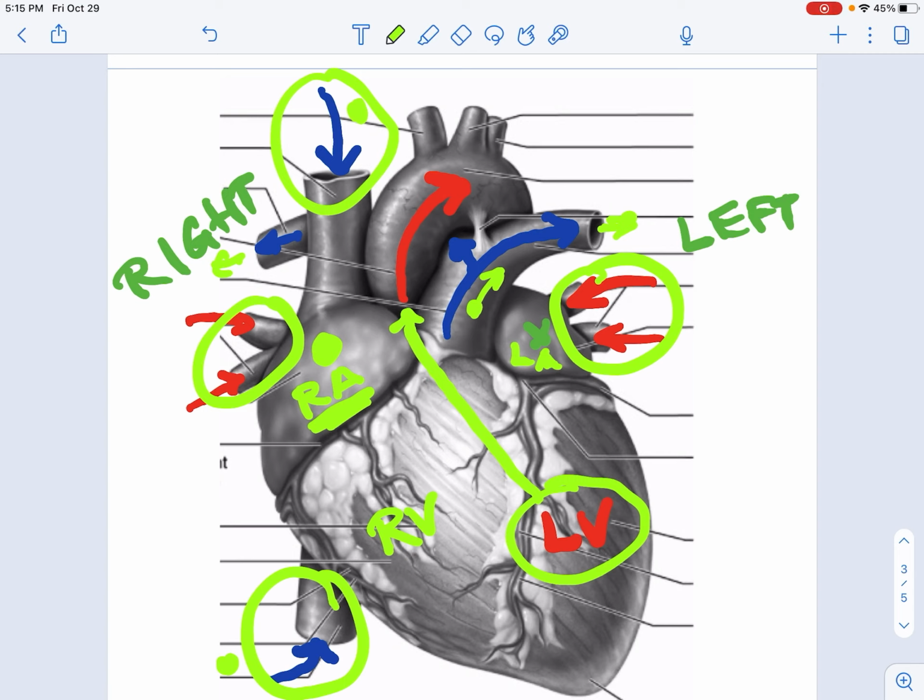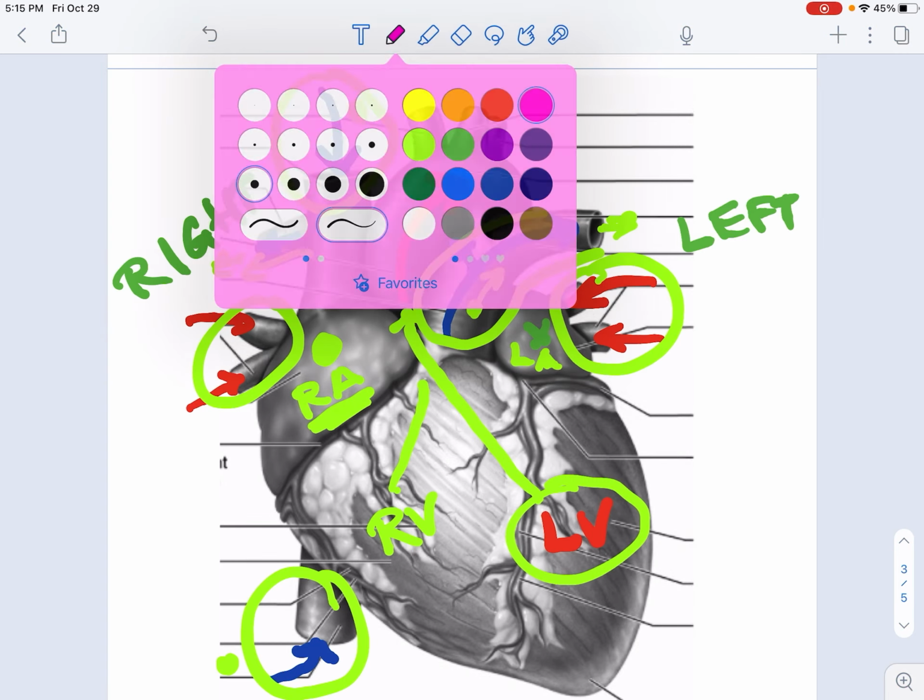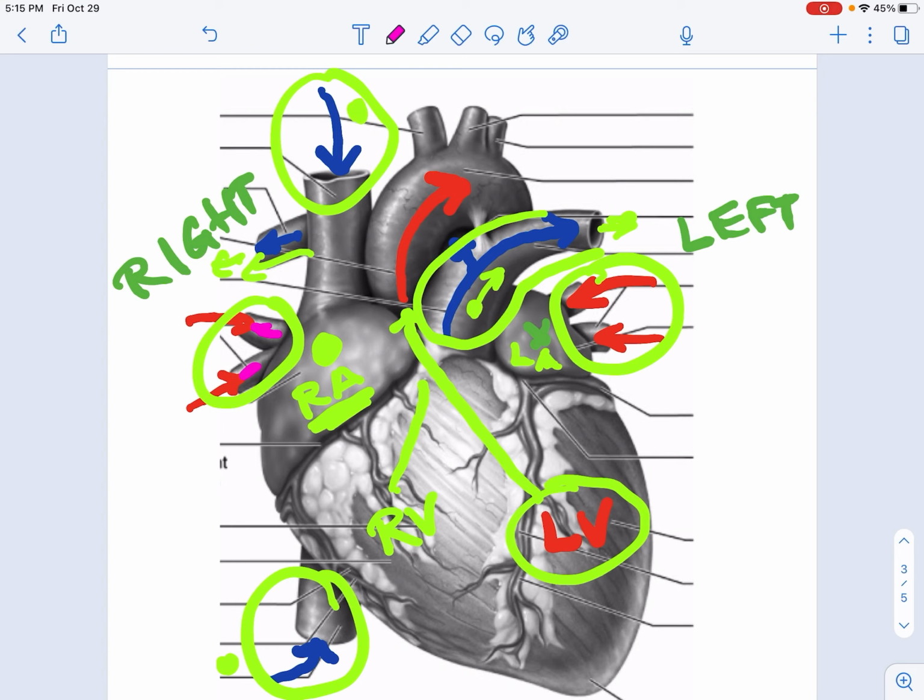And we have the pulmonary artery here, branching left to the left lung and right to the right lung, coming out of the right ventricle. Okay, so one more time. We'll do a different color. We'll go with pink. Pulmonary veins, left here, right here. Superior vena cava, inferior vena cava.